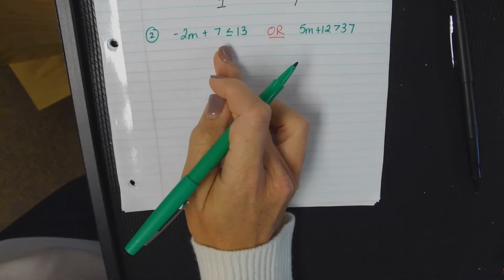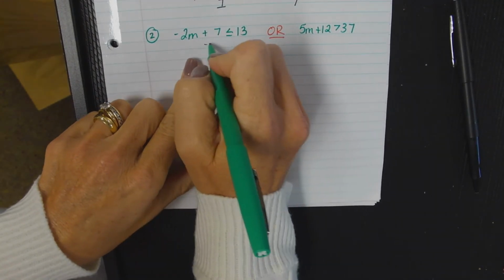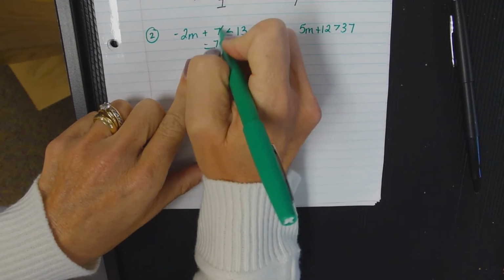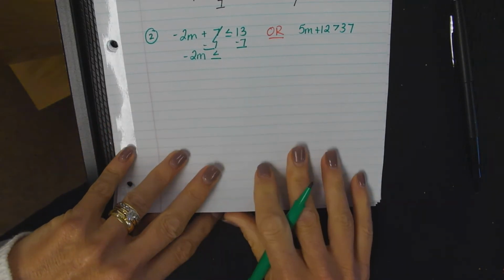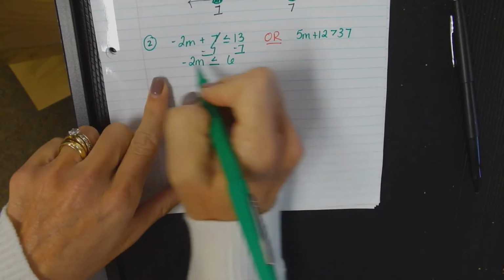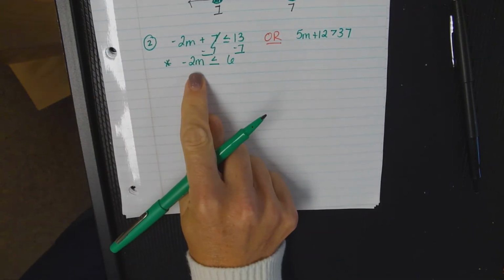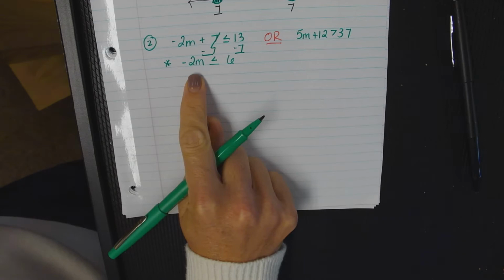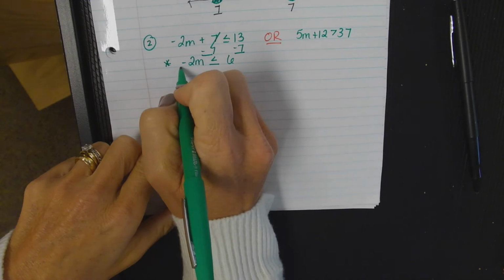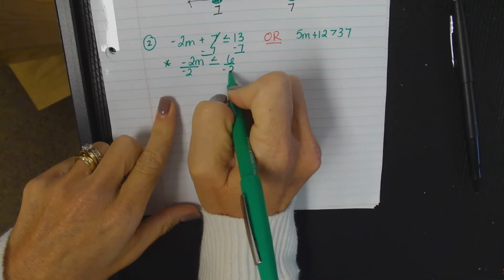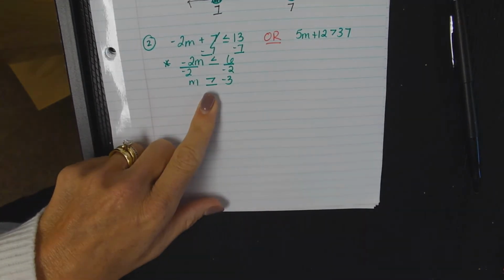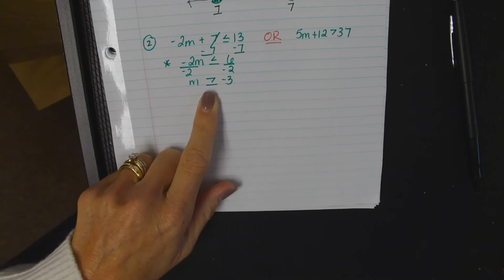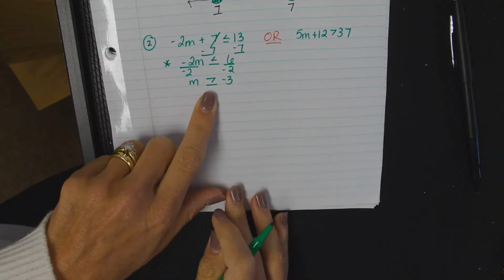I'm going to do this one out loud to help those that were absent. Take away 7, just like an equation. Negative 2m less than or equal to, what's 13 minus 7? 6. All right, I'm going to star this. What's my next step here? Divide by negative 2. So what happens to my inequality, Shelby? There we go. So there's your m is greater than or equal to negative 3.